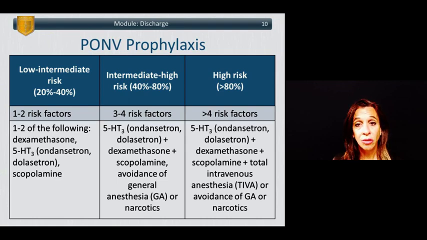So those at the highest risk are the most difficult to prevent, and those patients should definitely receive a 5-HT3 blocker plus dexamethasone plus scopolamine plus total intravenous anesthetics with avoidance of inhalational agents and avoidance of narcotics and general anesthesia if at all possible.